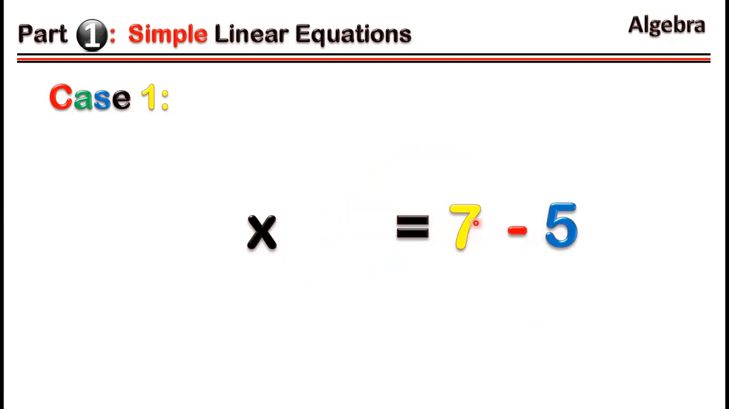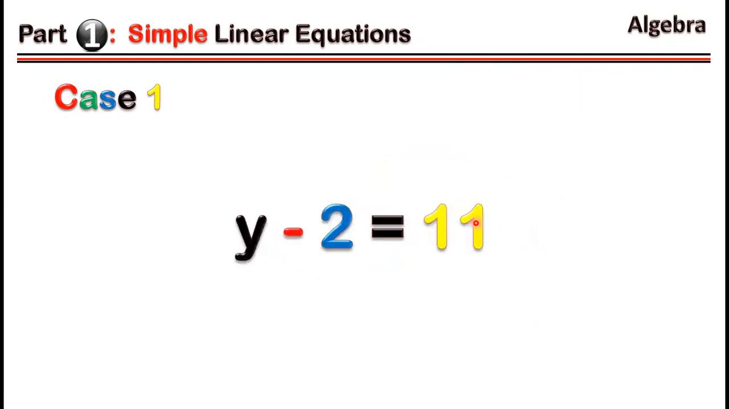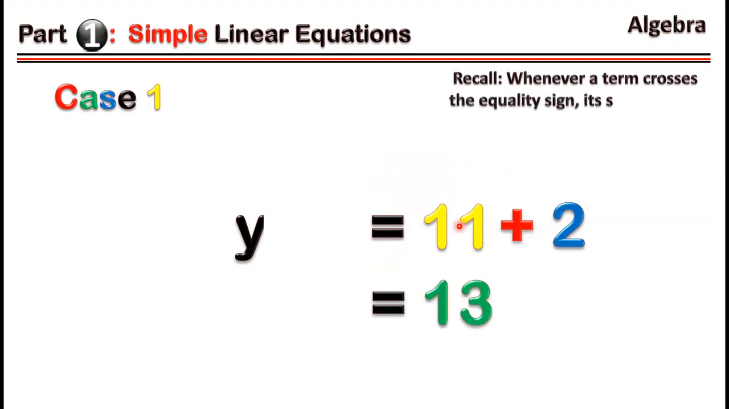Now, what is 7 minus 5? The result is 2, so x is equal to 2. Example 2, we have y minus 2 equals 11. What is disturbing us from having y alone is this minus 2. Carry it to the right-hand side. You're actually adding 2 to both sides. Don't forget, when you carry this minus 2 to the right-hand side, the sign changes from minus 2 to plus 2. So y will be equal to 2 plus 11, which is 13. And don't forget, whenever a term crosses the equality sign, the sign should change.